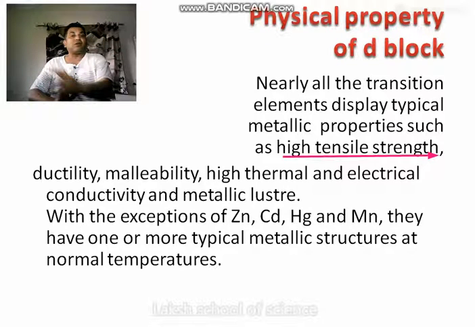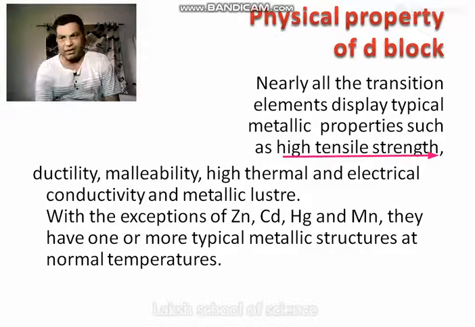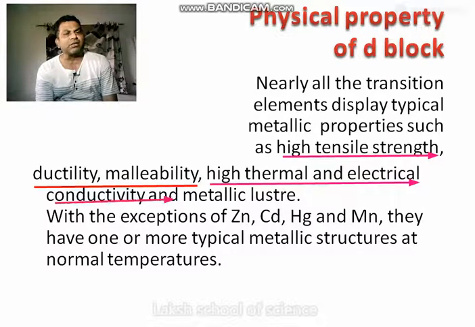So this is the tensile strength, and the ductility and malleability that you know. If we want to beat a metal into sheets or draw it into wires, the ductility and malleability properties are there. After ductility and malleability, the next point is very interesting, and that is high thermal and electrical conductivity.